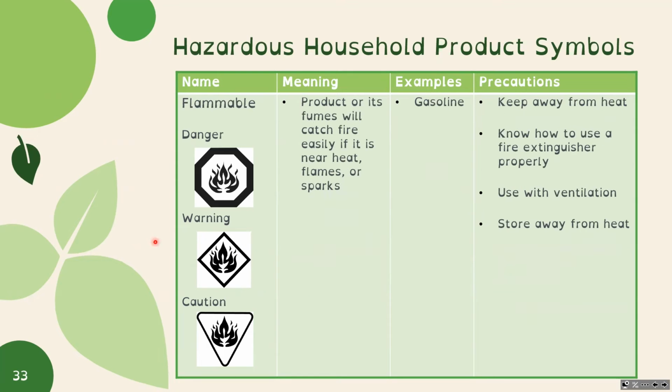All right, our second symbol is flammable. So our image is that we have flames inside of our octagon, diamond, or triangle. This means that the product or its fumes, so it could be just the fumes of it, which is important to note, will catch fire easily if it's near heat, flames, or sparks. So it's not like you have to burn the product directly in order for this to be flammable. It's that it can catch on fire really easily if it's just close to heat.